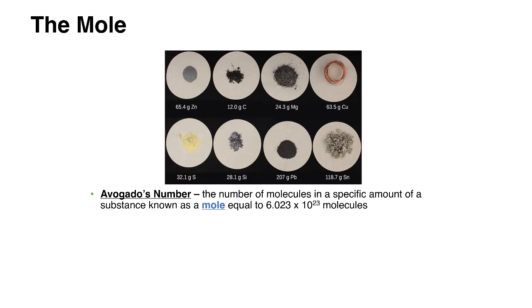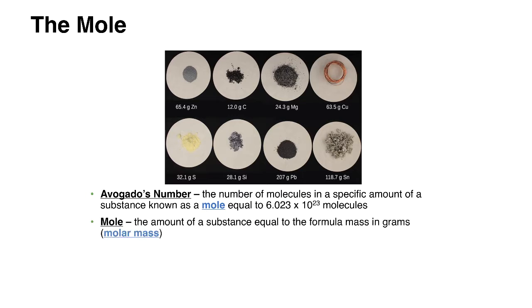Now what you see in the picture here is the mass of a mole of these various substances. So a mole of zinc has a mass of 65.4 grams. A mole of carbon has a mass of 12 grams. A mole of magnesium has the mass of 24.3 grams. A mole of copper, 63.5 grams, and so forth.